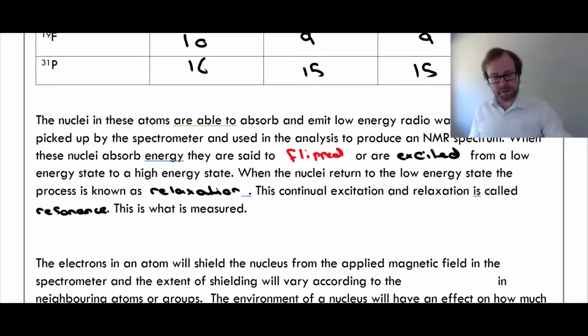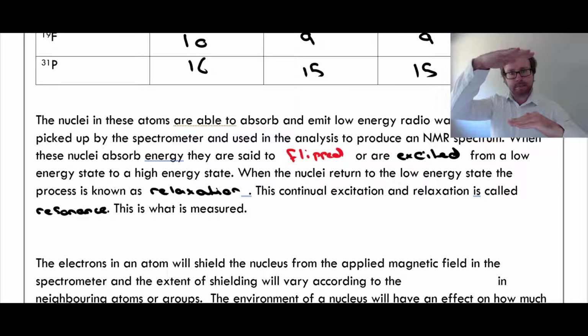I'll explain very quickly what I mean. We've got a low state and a high state, and we can excite the nuclei of an atom to jump to a high state if we put in the exact amount of energy through radio waves required for it to get there. So it jumps up to the high state. When it falls back down, when it relaxes, it releases this energy back out.